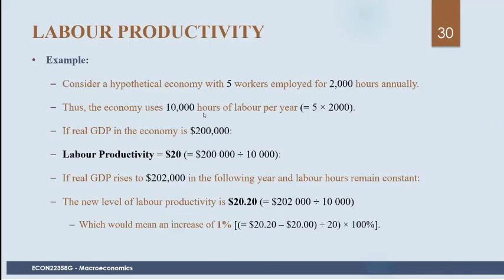Of course, if real GDP rises to 202 the following year and labor hours remain constant, then there must have been an increase in productivity. So now if we calculate productivity, it's going to be 202,000 divided by 10,000. And so the productivity now is 20.2 per worker per hour. Okay, and that represents an increase of 1%.